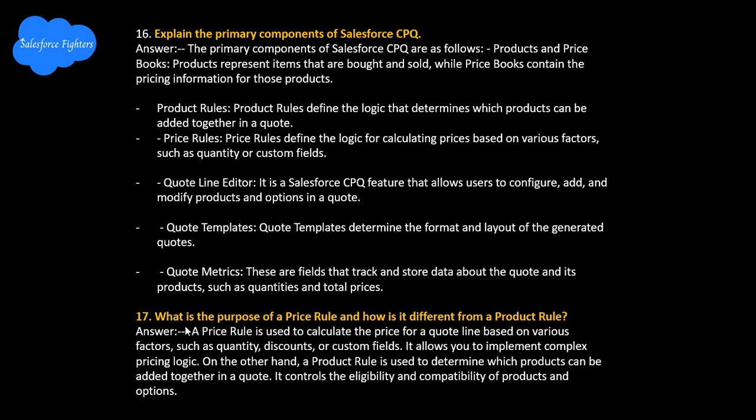Next question: What is the purpose of price rules, and how are they different from product rules? A price rule is used to calculate the price of the quote line based on various factors such as quantity, discount, or custom fields. It allows you to implement complex pricing logic. On the other hand, a product rule is used to determine which products can be added together in the quote. It controls the eligibility and compatibility of products and options.